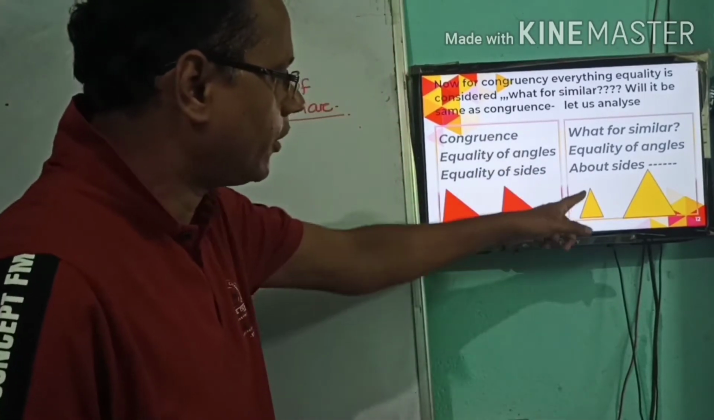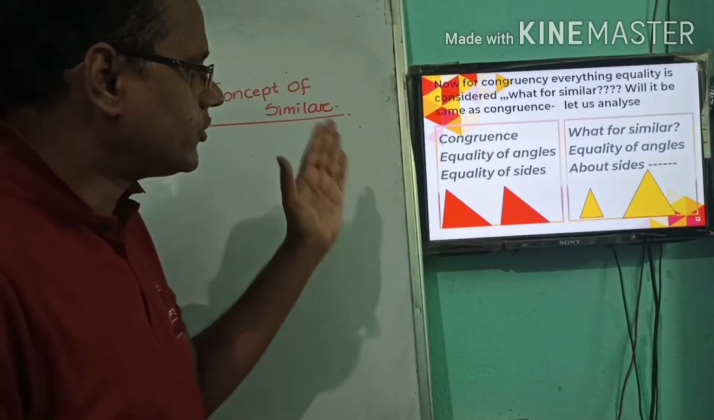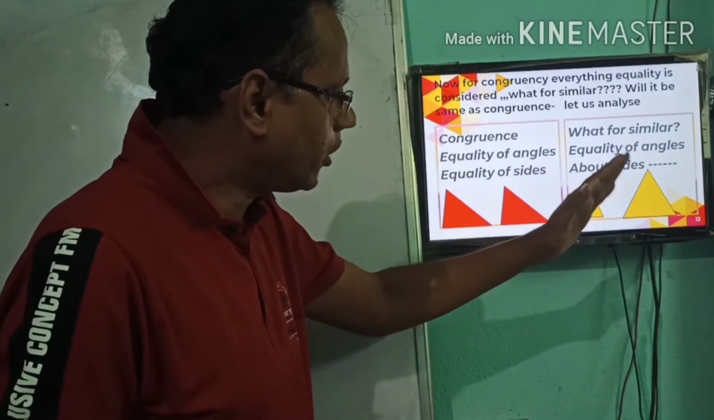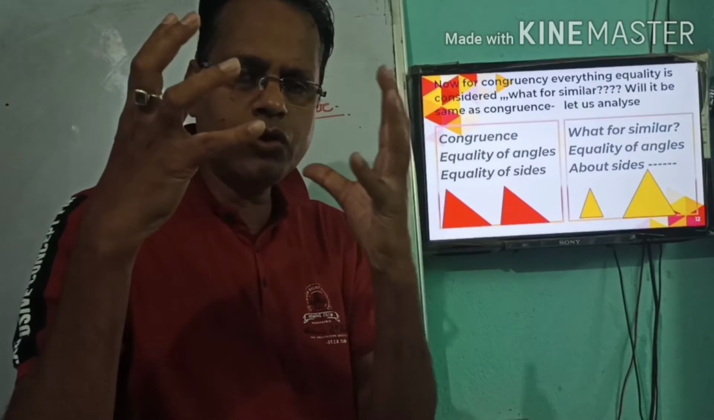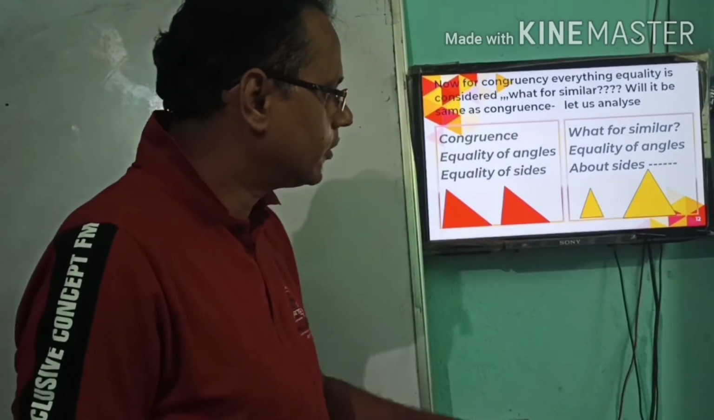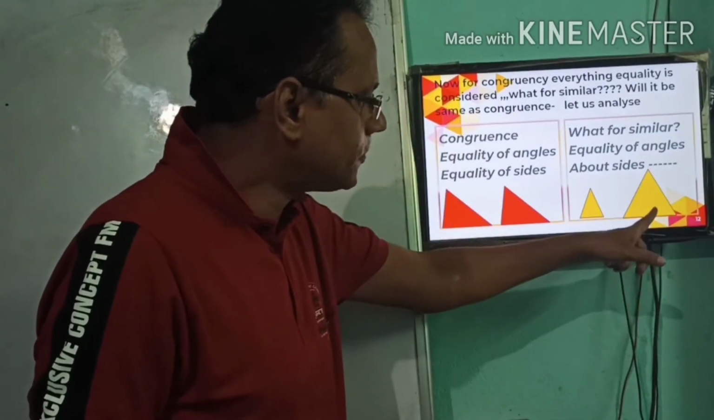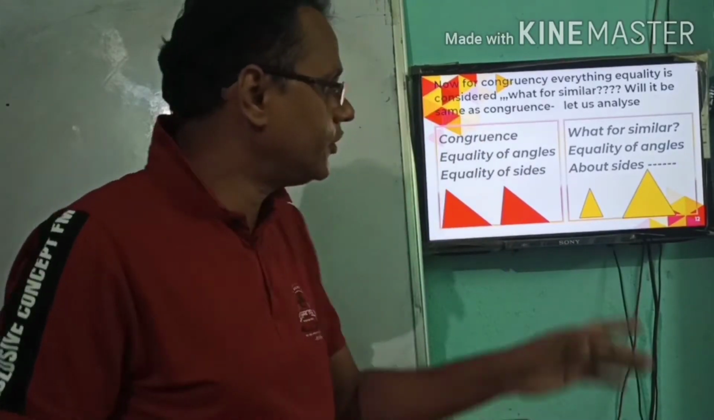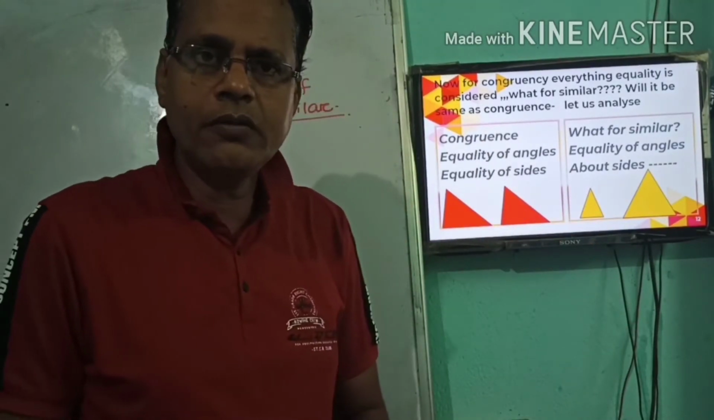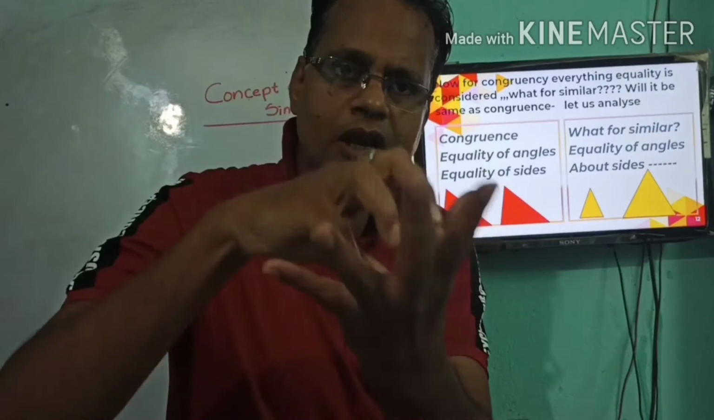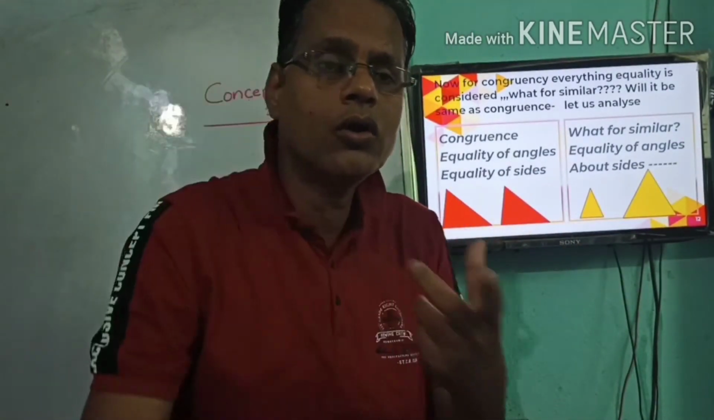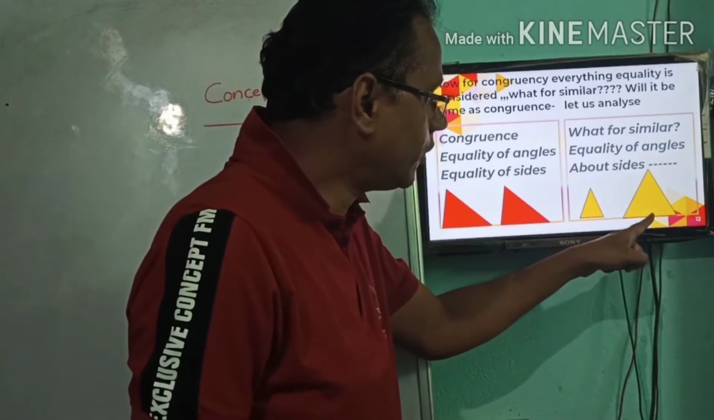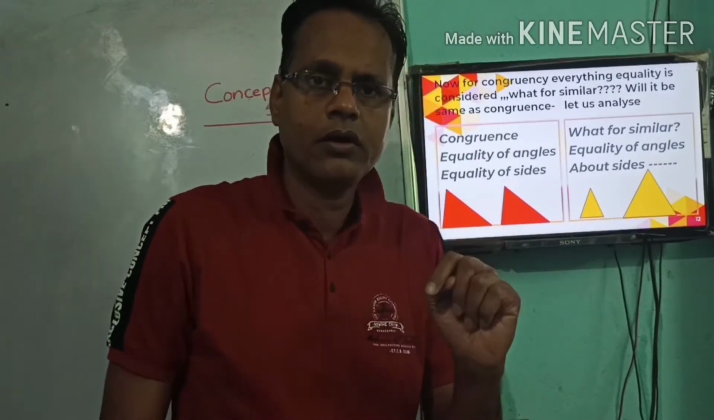You see this figure here. This is a small triangle and this is a bigger triangle. If we have a close look at these two figures, I may tell that this figure is a zooming figure of this first one. Are you getting the point? Here equality of angles will be coming. How? This bigger figure is a zooming figure of the first one.